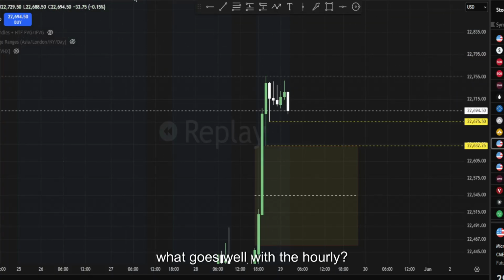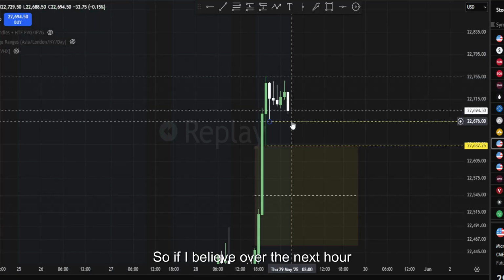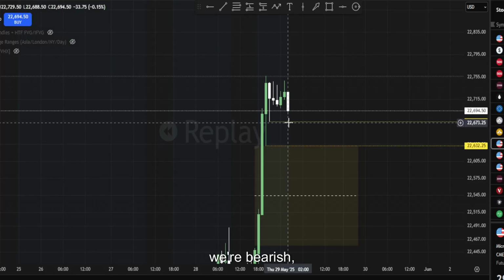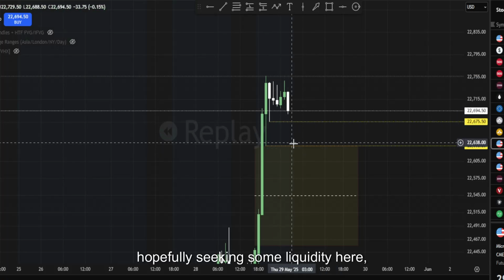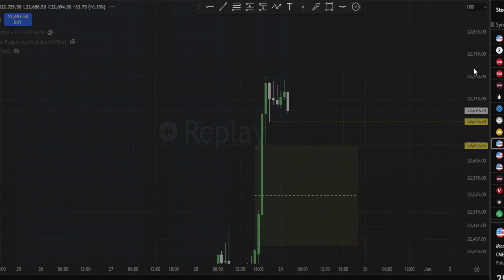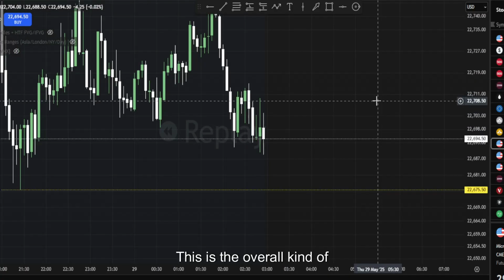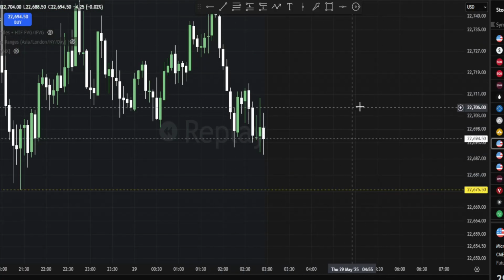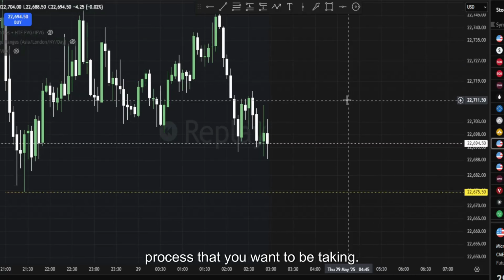So what goes well with the hourly? Like I said, the daily. And then when you're going to the smaller time frames, the 5-minute. So if I believe over the next hour we're bearish, hopefully seeking some liquidity here, let's go to the 5. This is the overall process that you want to be taking.